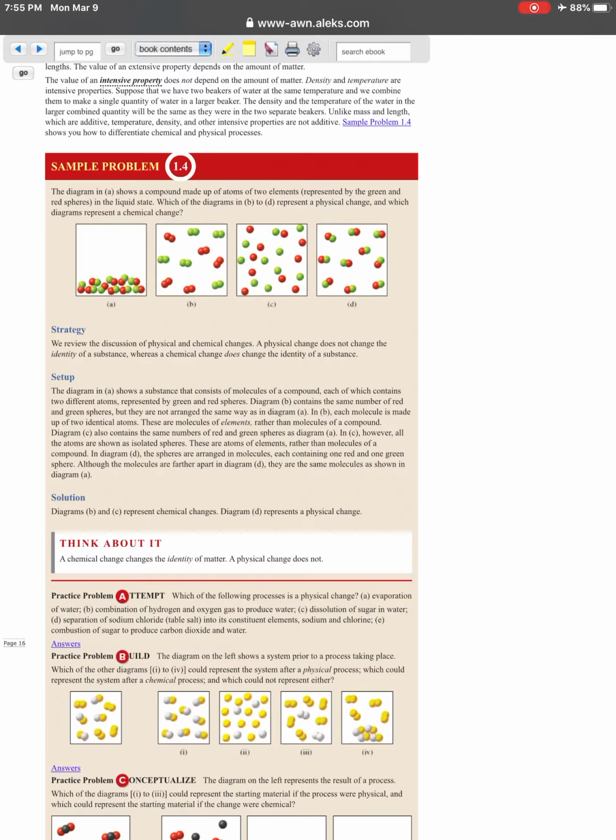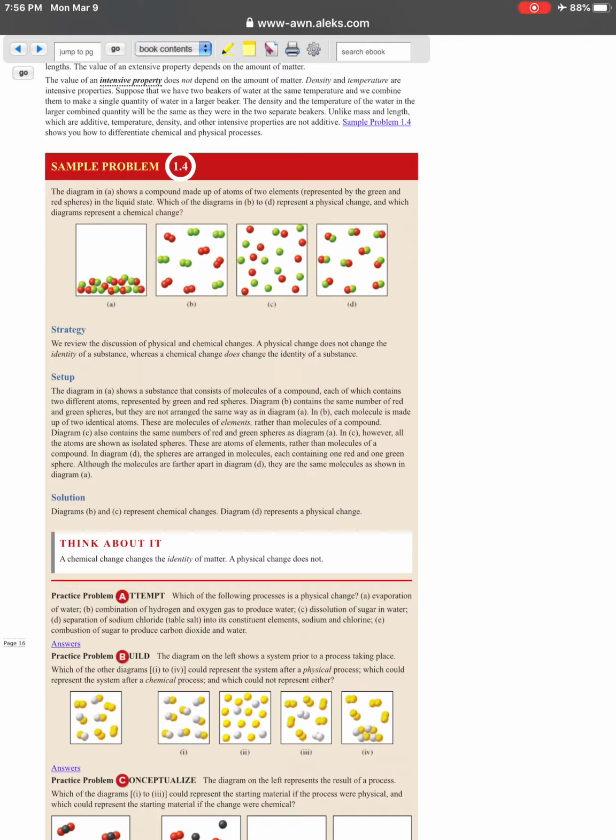Okay? So as it says here in the strategy, we review the discussion of physical and chemical changes. A physical change does not change the identity of the substance, whereas a chemical change does change the identity of the substance. Identity for this example would be red-green. That's the identity. So if it's red-green at the end, it's not a chemical change. Now, in D, they're more spaced out, so something happened. They've essentially undergone a conversion from a liquid to a gas, so we would consider that a physical change.